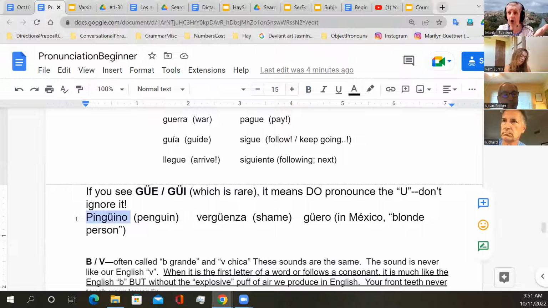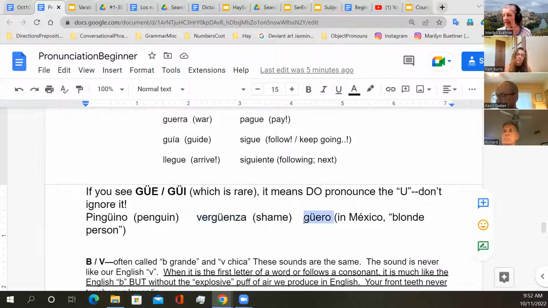One is pingüino, penguin, right? Pingüino, which I was going to say isn't native, but well, if you're in Argentina and Chile, yes, they are. Here's a word that you hear a lot, like if a mom is scolding their kid, or if they just say, oh, I am so embarrassed, I'm so ashamed. Vergüenza. Yeah, vergüenza. So go ahead and pronounce the U.